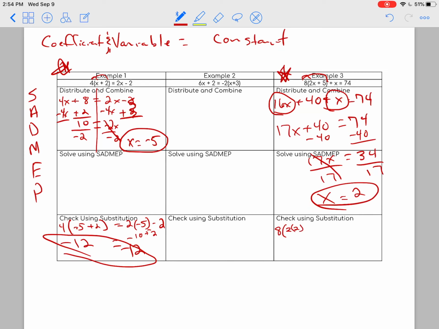2 times 2 plus 5, times 8, plus 2 equals 74. Let's see if that's true. Working from the inside out, 2 times 2 is 4 plus 5 is 9 times 8 plus 2 equals 74. 8 times 9 is 72 plus 2 equals 74. That is a true statement.